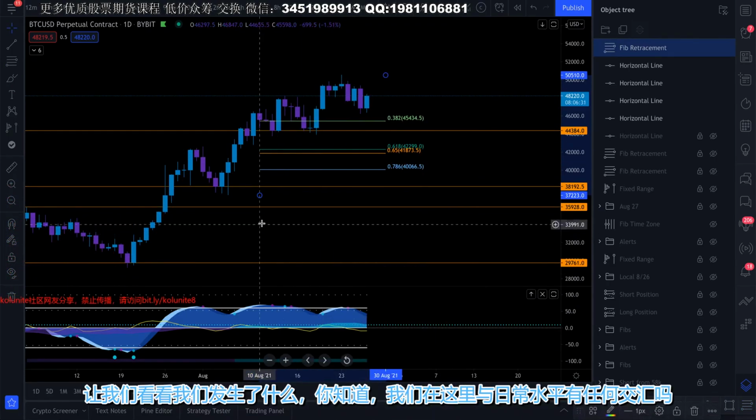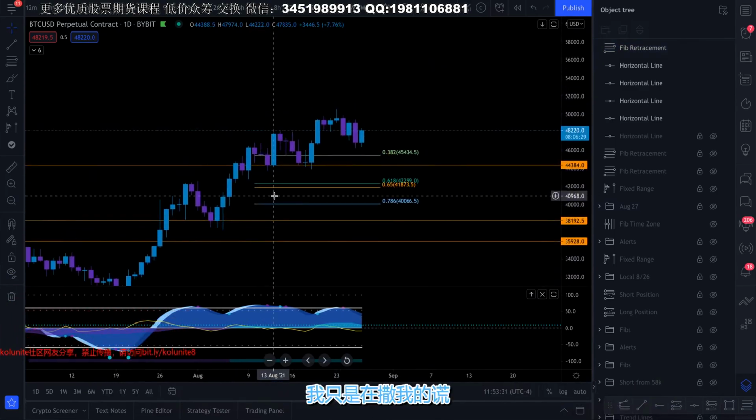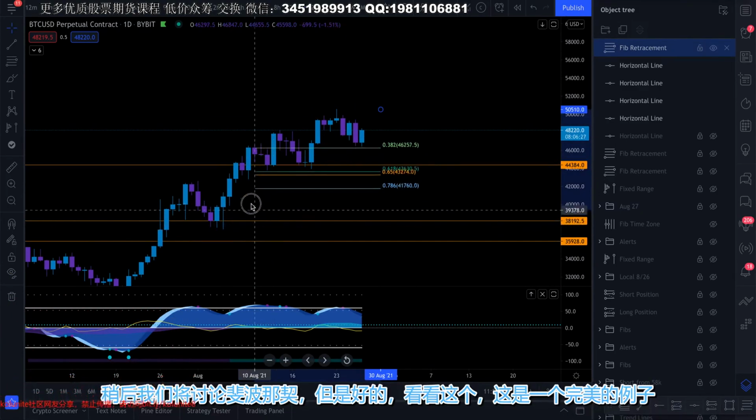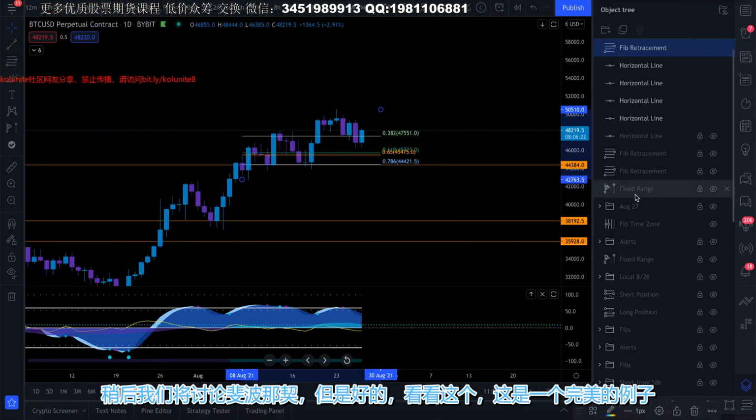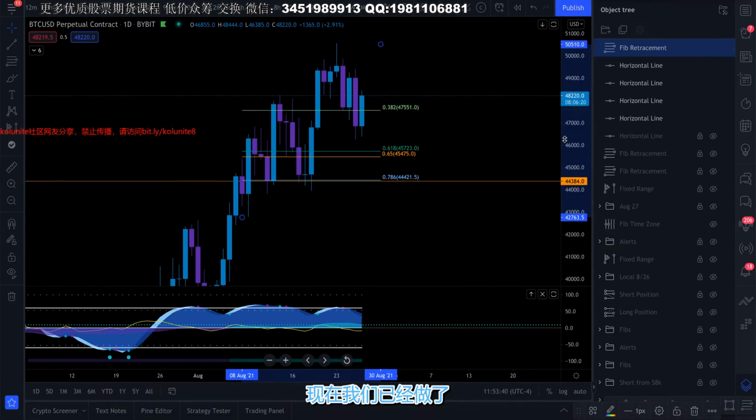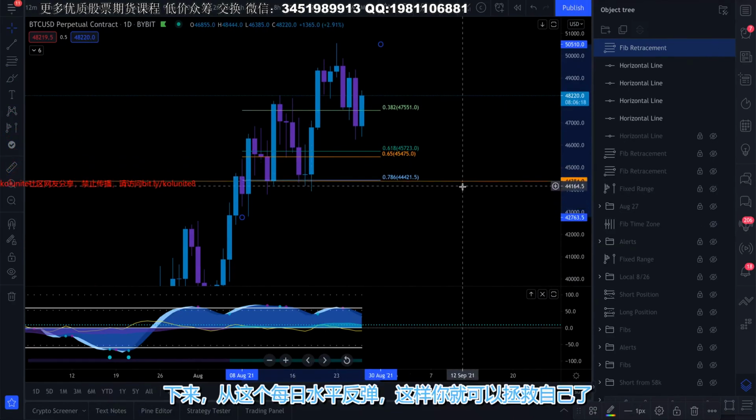Do we have any confluence here with that daily level? I'm just pulling out my fibs. We're going to get into Fibonacci's at a later time, but okay, look at this right here. This is a perfect example. Now, we did already come down and bounce off this daily level.